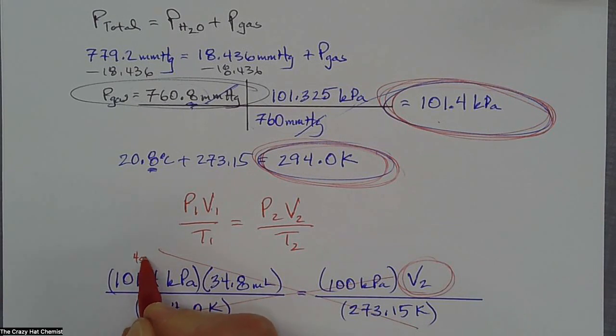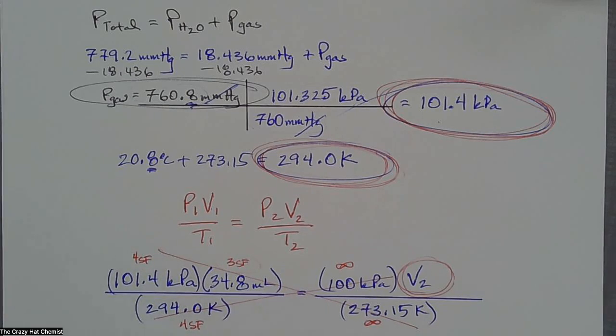We're going to be looking at significant figures. This is 4 significant figures. This is 3 significant figures. This is 4 significant figures. Trailing zeros count with a decimal. This is an infinite number of significant figures and an infinite number of significant figures. So the fewest number of significant figures I have in this problem is 3.